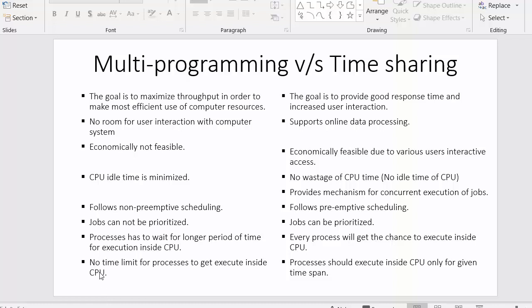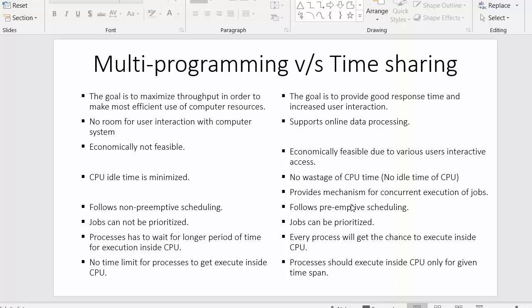And the last difference, no time limit for processes to execute inside the CPU. As I have told you, in time sharing system we set up some time slot. We assign some time span to each and every process, and for that time span only, that process executes inside the CPU. That feature is not available in multiprogramming system. Multiprogramming system doesn't provide that time limit for processes. The CPU will not leave that process until it completes it.